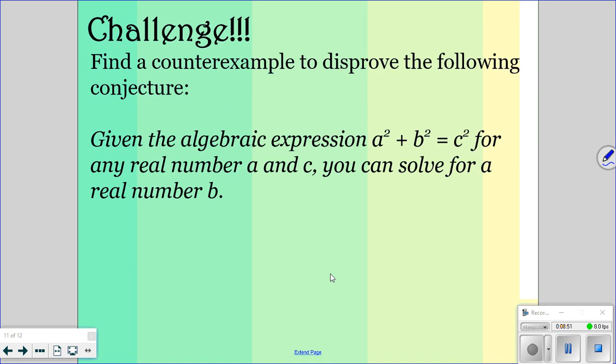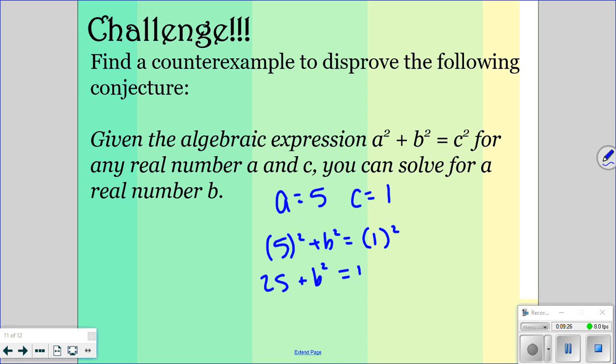All right, so let's look at our challenge question. So y'all try this one, and then we can go over it. So it says, given the algebraic expression a squared plus b squared equals c squared, for any real number a and c, you can solve for a real number b. So one counterexample, I'm going to pick a is 5 and c is 1. So 5 squared plus b squared equals 1 squared. 25 plus b squared equals 1. So b squared would equal negative 24.